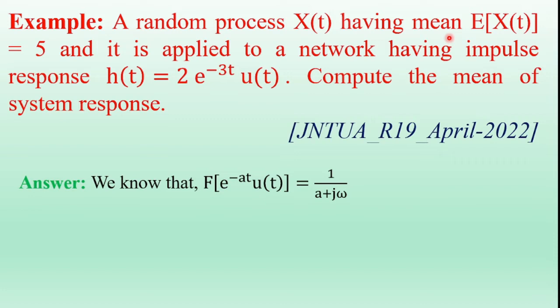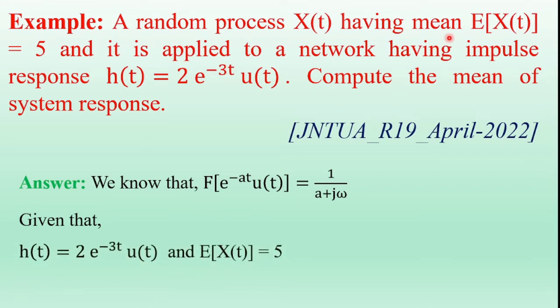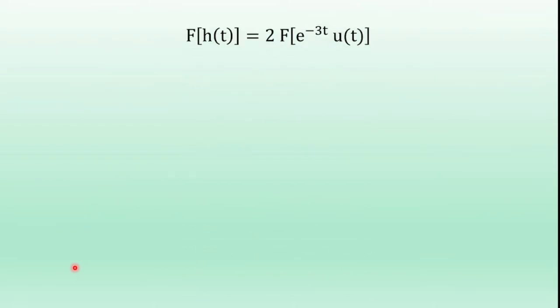So coming to the solution, given that the impulse response of the system h of t is equal to 2 e power minus 3t u of t, and the expected value of the random process is 5. So we know that the Fourier transform of e power minus at u of t is 1 by a plus j omega. Given this impulse response of the system, taking the Fourier transform on both sides, we get Fourier transform of h of t is equal to Fourier transform of 2 into e power minus 3t u of t. So 2 is the constant that is written before the Fourier transform.